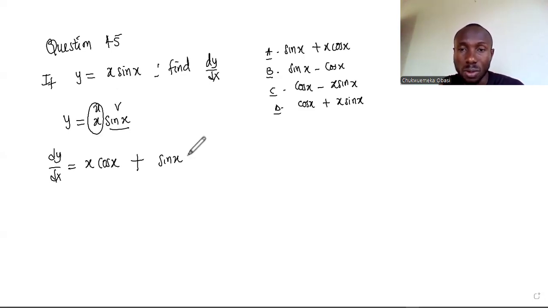And you don't need to write the 1. So this is the final answer, x cos x plus sine x. And that is option A. So that's the answer to this problem.